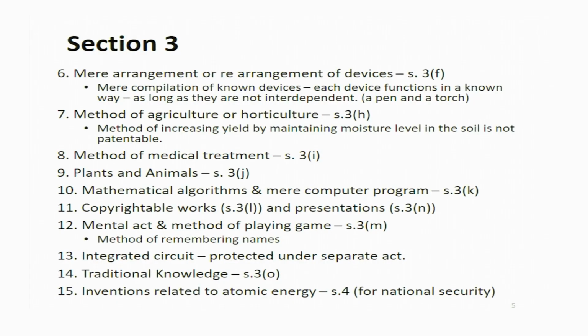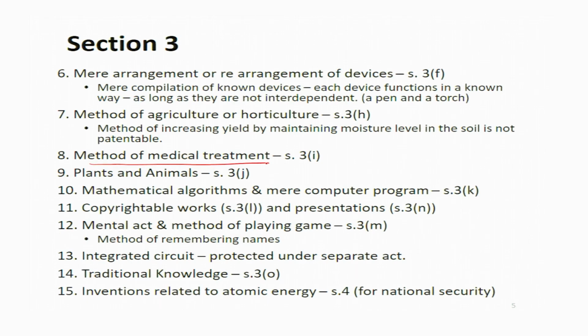Then you have section 3H, which says any method of agriculture, any method of horticulture is not patentable. I have invented a method of increasing yield by maintaining moisture level in the soil. I cannot claim a patent on this method of increasing yield because it is only a method of agriculture. Then you have method of medical treatment. We'll talk more about it.